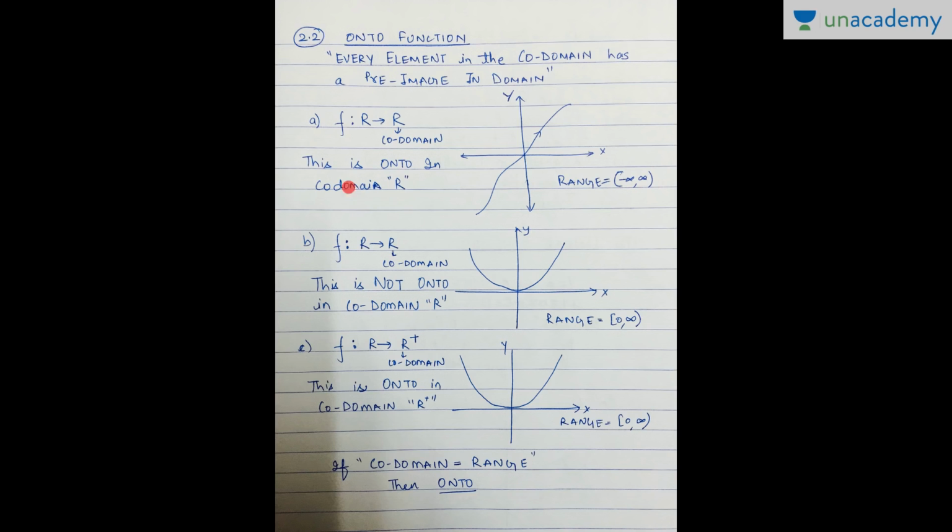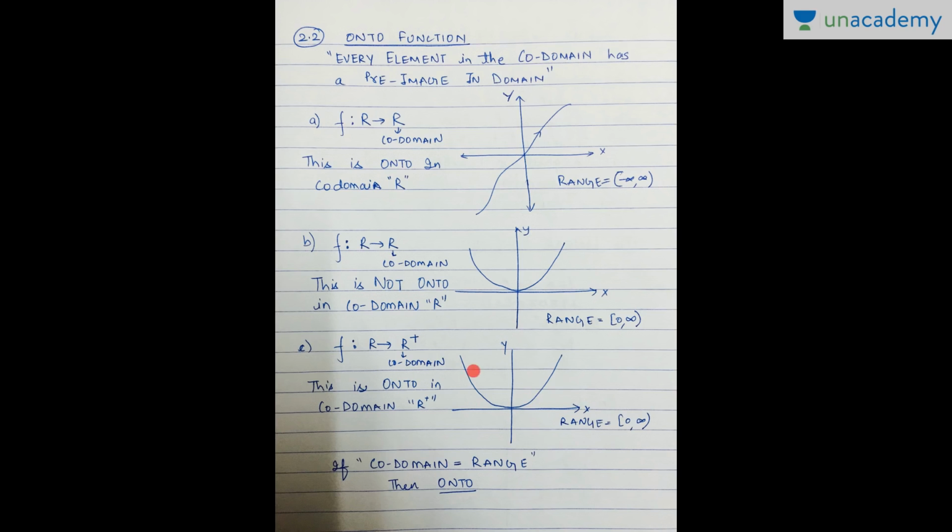So let us look at this question. The codomain is R. The range of this function is from minus infinity to infinity, which is also R. Hence codomain and range are equal. This becomes an onto function. Let us look at this figure. The codomain is given here as R. The range is from 0 to infinity. So you can say that range and codomain are not equal because the codomain consists of all the numbers on the real line, and here you don't have negative numbers. So you can say that this is not an onto function.